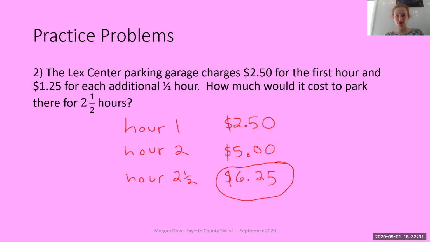So $2.50 for the first hour, and then $1.25 for each additional half hour. How many half hours were there that we added on? We added on 3 more half hours, right? 1.5 hours, 2 hours, 2.5 hours. We did 3 more half hours for a total of $6.25.